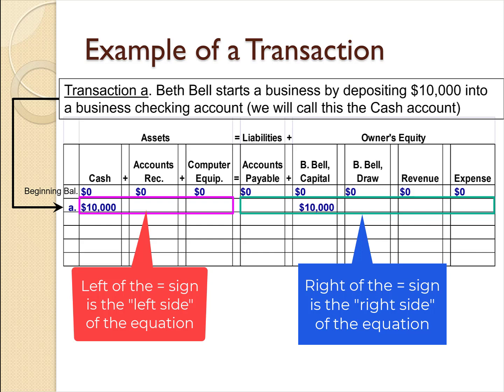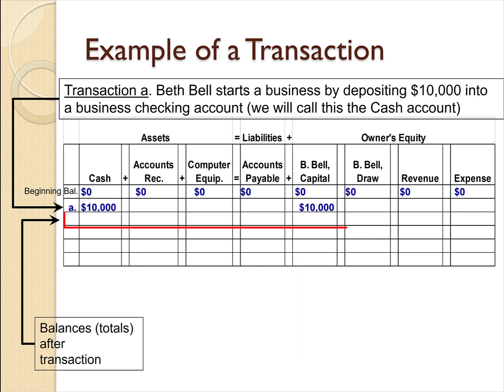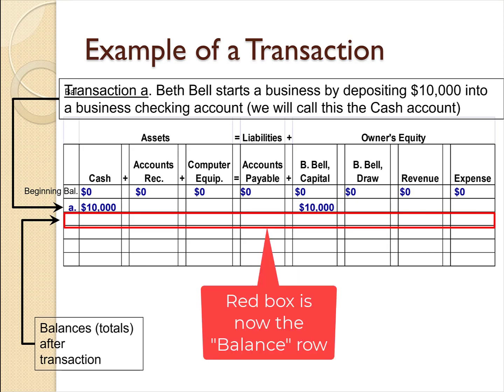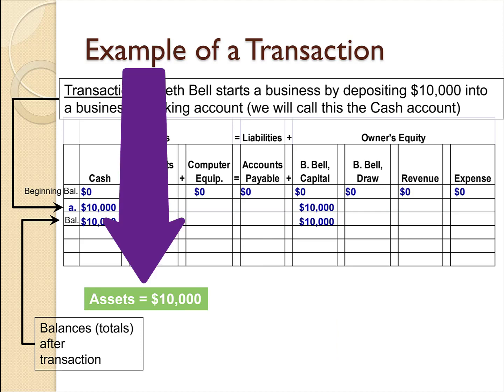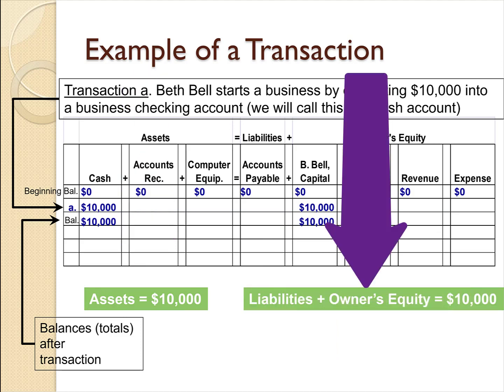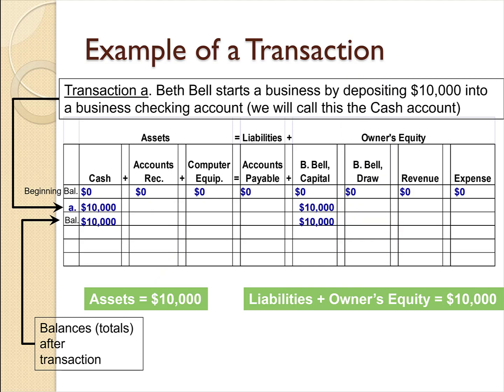So after every transaction, we need to calculate our new balances. So the second row, we're going to put BAL to show that we're going to list our balances. And now the math here is super easy. What's our new balance of cash? 10,000. What's our new balance of capital? 10,000. So our assets are $10,000 and our liabilities plus owner's equity is also $10,000. So our accounting equation does balance.